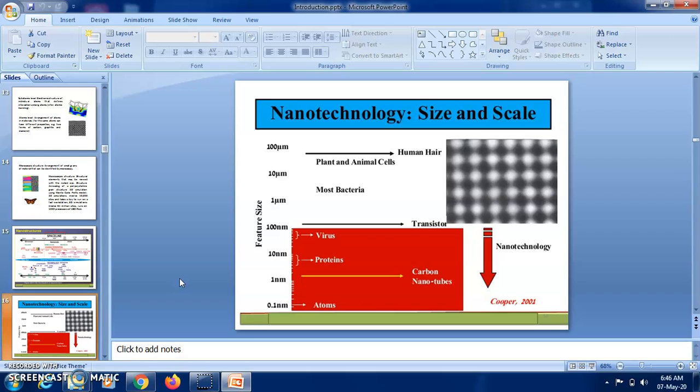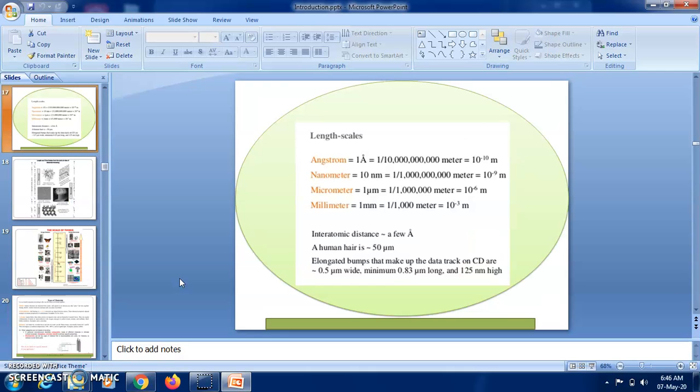Then the right side line shows copper material made with the help of nanotechnology in 2001. Similarly, this shows the various scale structures. Here you can see angstrom: 1 angstrom is 10 power minus 10 meters. Nanometer means 10 power minus 9. Then micrometer means 10 power minus 6. Then millimeter means 10 power minus 3.